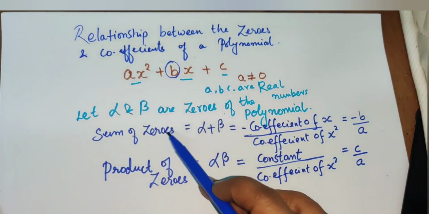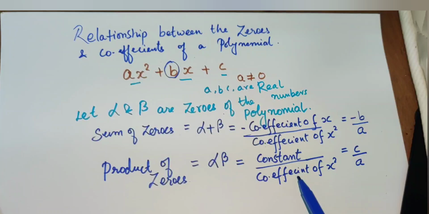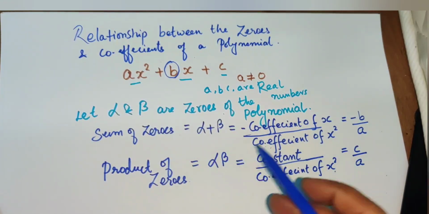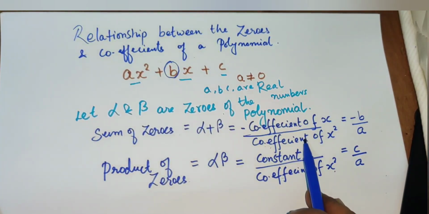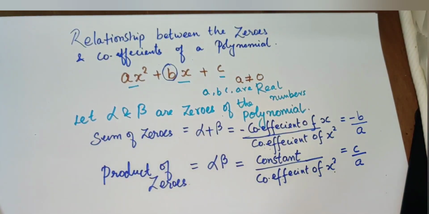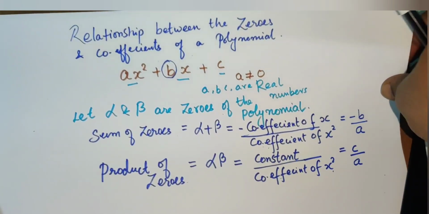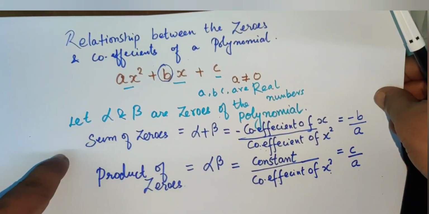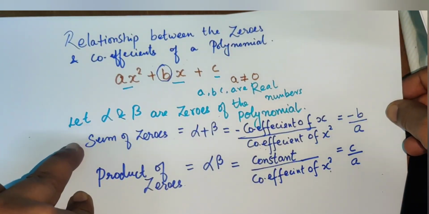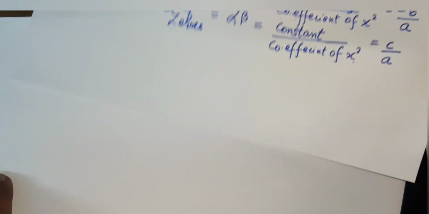You can see that for the sum of the zeros and the product of the zeros, the denominator remains the same, the coefficient of x square. But the numerator in the sum of the zeros is minus coefficient of x, and in the product of the zeros the numerator is the constant. With these two results, we are going to verify the relationship between the zeros and the coefficients of the polynomial through some examples, so that you will come to know very easily. I hope you have understood these two results, so it will be easy to go with the problems.